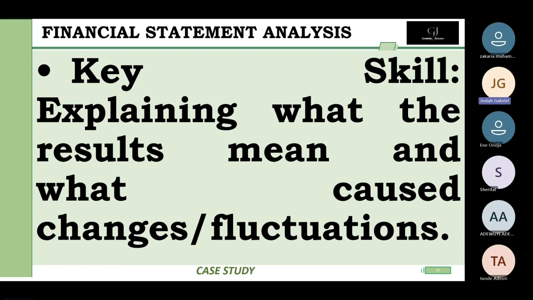So the key skill for chartered accountants is explaining what the results mean. When you calculate return on capital employed and you say it is 10%, what does that mean? The meaning is very important. And in explanation, you need to tell your client or the audience what caused the 10%, and if in another year it dropped to 8%, what caused the drop? If in another year it moved from 10% to 15%, what caused the upward result?